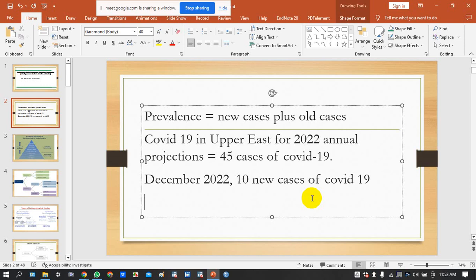Mr. Abdullah, time is going. I'm recording. That will be 55. Okay. Well done. What is the incidence? What is the incidence of COVID-19 in 2022?